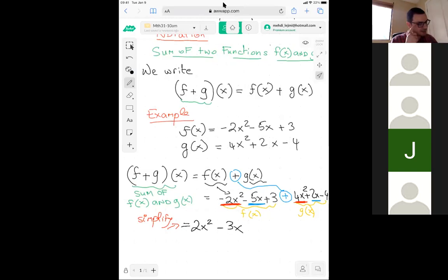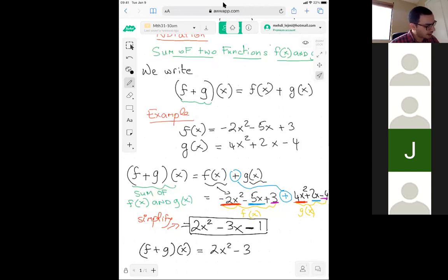And then the constants: we have plus 3 minus 4, so that's 3 minus 4, which is negative 1. This is the final answer. So that's your f plus g. f plus g of x is equal to 2x squared minus 3x minus 1.